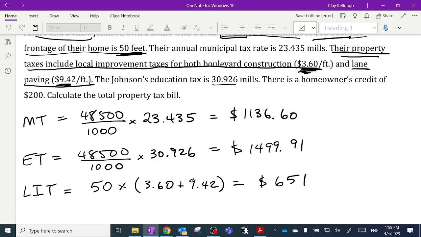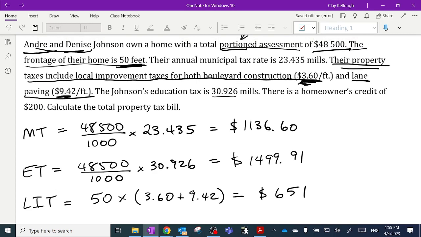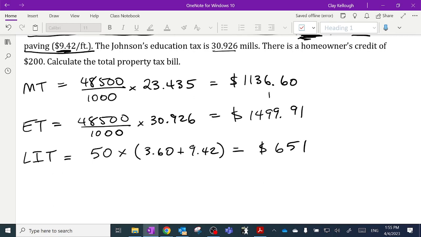So this property tax bill for Andre and Denise is going to be that number, plus that number, plus that number. But, oh, there's one other thing I've got to consider. What's the last sentence telling me? There is a homeowner's credit of $200. What do you think that means? Right. Somebody said minus 200. So that means that they get $200 back. Now, they wouldn't say, okay, give us this much and we'll give you back 200. They'll just take 200 off the bill.